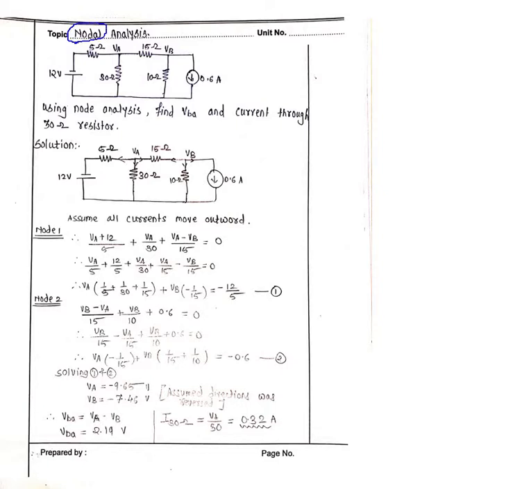So what is node analysis? It goes by the definition: Kirchhoff current law plus Ohm's law. That is called node analysis. Then what is mesh analysis? Mesh analysis means nothing but Kirchhoff voltage law plus Ohm's law.